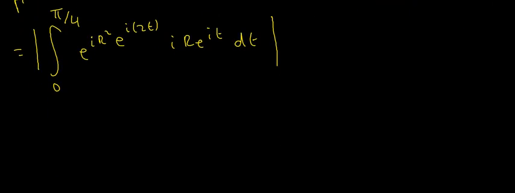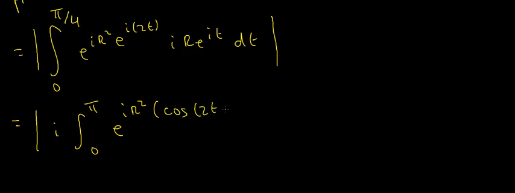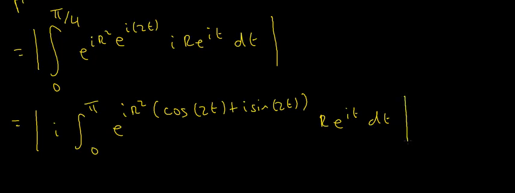Okay, so now what can I do? Well, first of all, I can pull out the i, because that's just a constant, and that's going to give me the absolute value of i times the integral from 0 to pi over 4 of e to the i r squared, e to the i 2t. I know that e to the i x is cos x plus i sin x, so here I can just replace e to the i 2t with cos 2t plus i sin 2t, and I'm going to have r e to the it dt here.